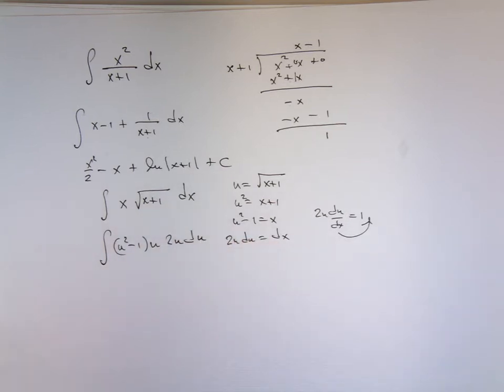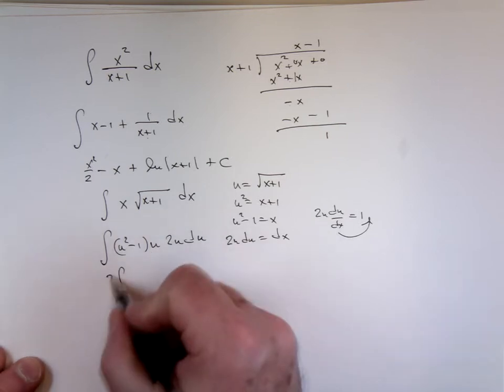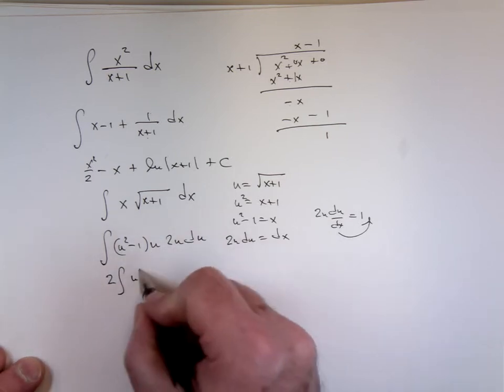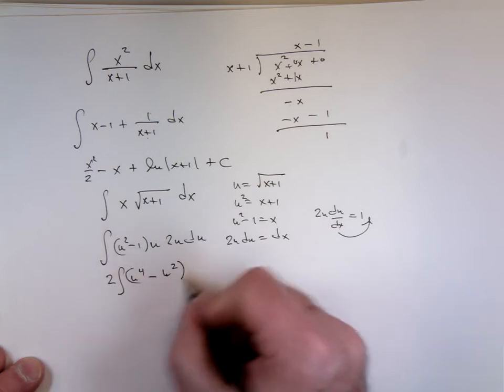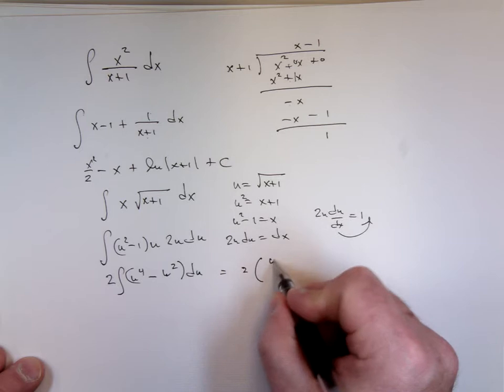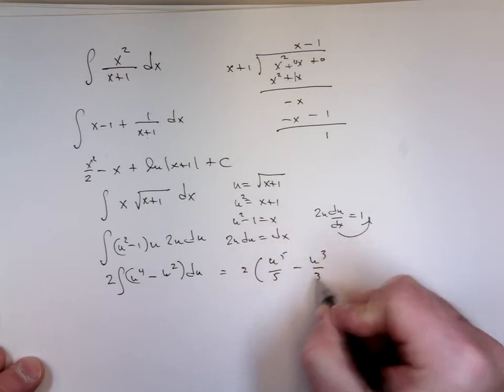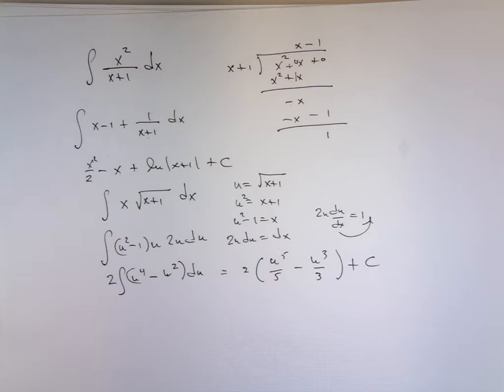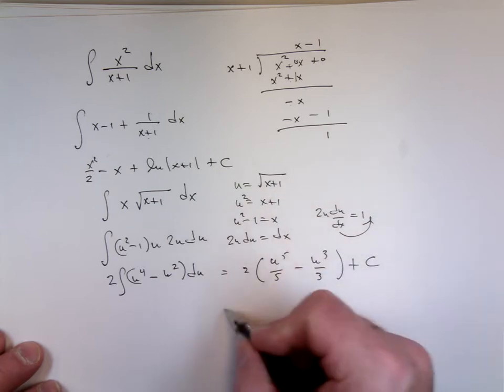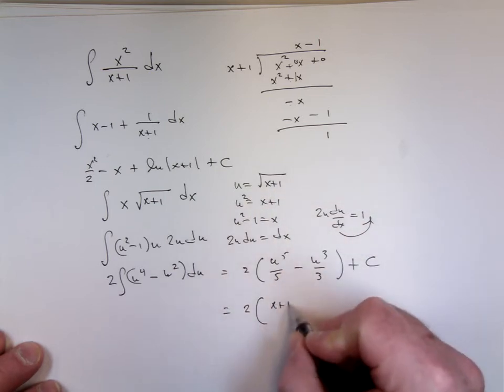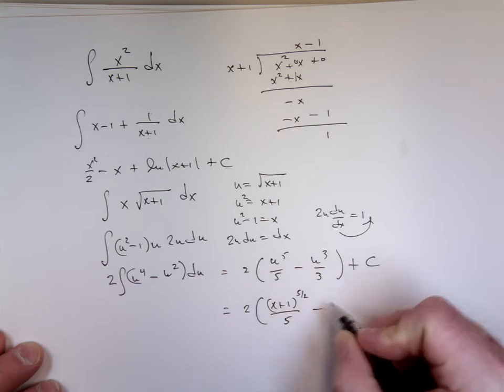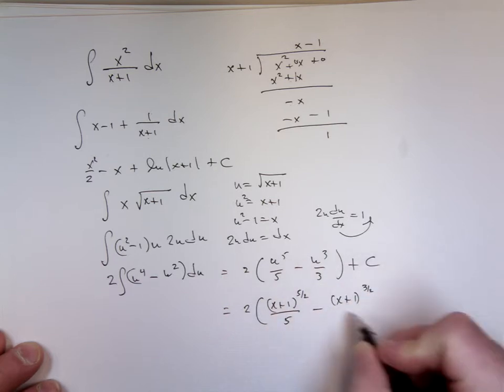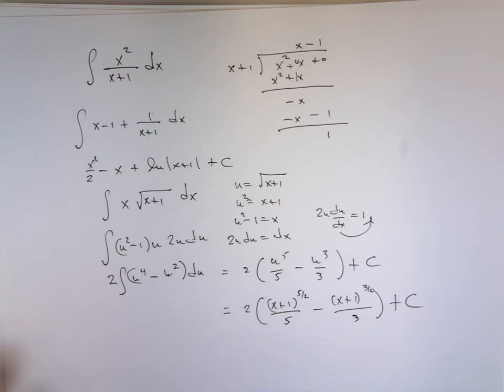This integral is a simple integral. If you take the 2 out and multiply this out, you're going to get u to the 4th minus u squared. You get 2 times u to the 5th over 5, minus u cubed over 3. And then if you go back to x's, where u is the square root, you get 2 times x plus 1 to the 5 halves over 5, minus x plus 1 to the 3 halves over 3, plus c. And that's what you get. That's something from two chapters ago that will come up occasionally in this chapter as well.